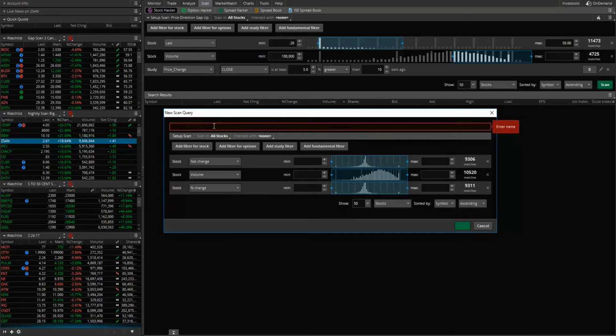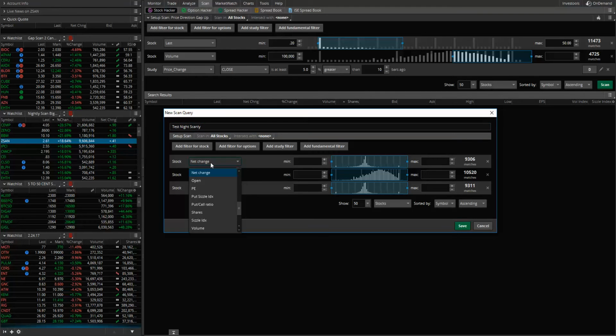It's going to open up this new screen. I'm going to call this test, just so I can differentiate it from everything else, I'm going to put test nightly scan. When I build my nightly scan, you have different filters that you can add.